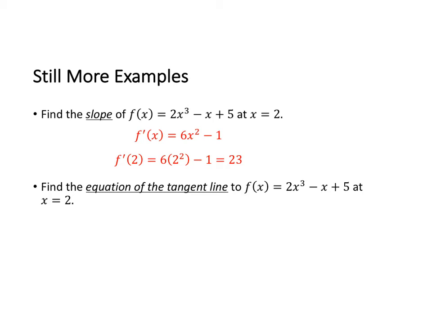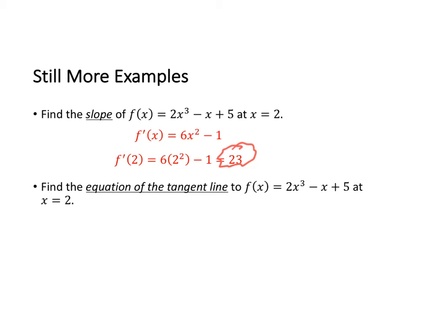All right, so we're going to take the derivative of each individual term. So this first term is going to become 3 times 2, or 6x squared minus 1, all right? So that's the derivative. But we want to know the slope at x equals 2. So I'm going to take the derivative and plug in x equals 2, and I come out with the answer. The slope at x equals 2 is positive 23.